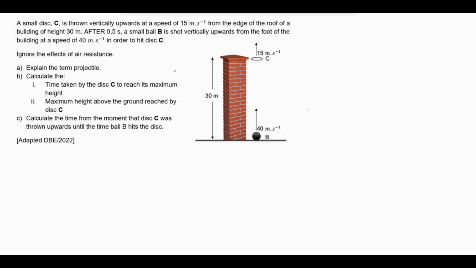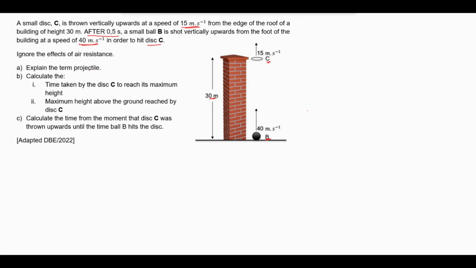Right, let's do this example together. A small disk C is thrown vertically upwards at a speed of 15 meters per second from the edge of the roof of a building of height 30 meters. After 0.5 seconds, a small ball B is shot vertically upwards from the foot of the building at a speed of 40 meters per second in order to hit disk C. Ignore the effects of air resistance.